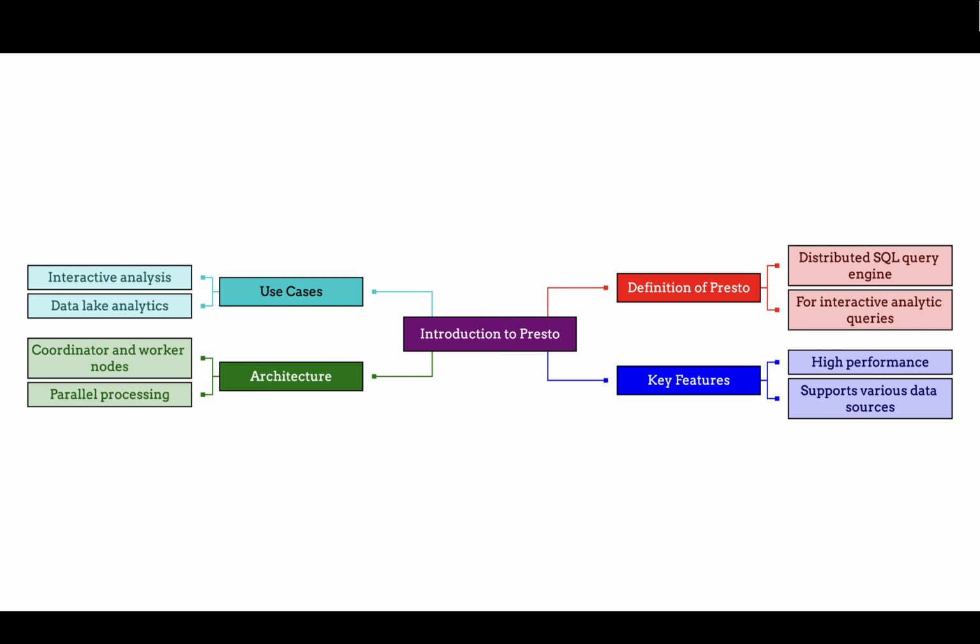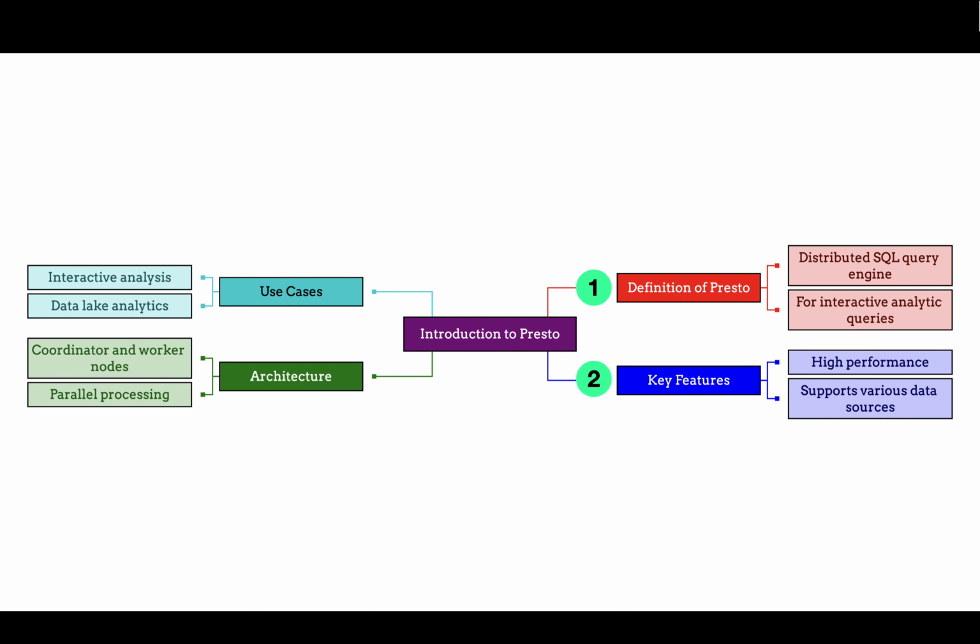Introduction to Presto. 1. Definition of Presto. Presto is an open-source distributed SQL query engine designed for interactive analytic queries against data sources of all sizes ranging from gigabytes to petabytes. Originally developed by Facebook, it enables querying data where it lives, including HDFS, Cassandra, relational databases, or even proprietary data stores.